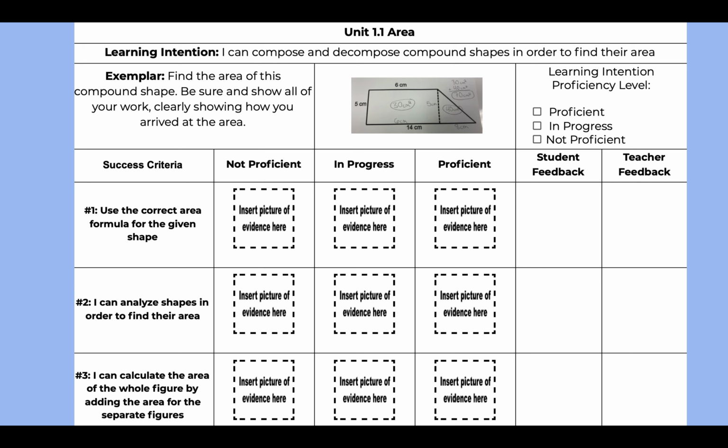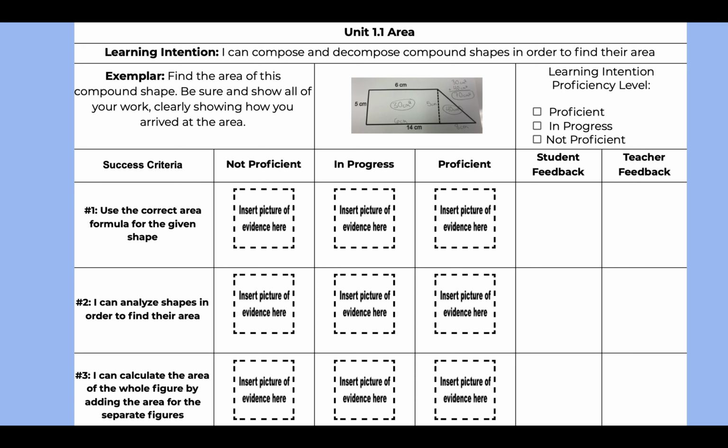And then we take that and we break it down into 3 success criteria. Those are on the left side of your screen. Success criteria number 1, use the correct area formula for the given shape. Success criteria number 2, I can analyze shapes in order to find their area. And success criteria number 3, I can calculate the area of the whole figure by adding the area for the separate figures.